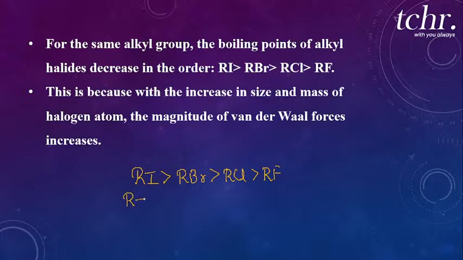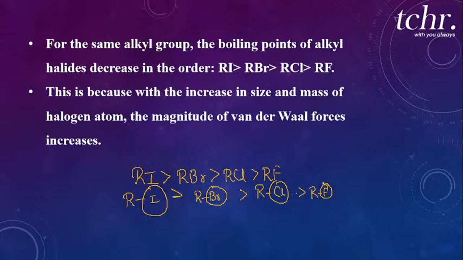You know that the iodo group, the iodine, is bigger in size compared to the bromide ion, right? So as you move like this, the size decreases, right? That means you know that in the periodic table, when you come from fluorine to iodine, the size increases.